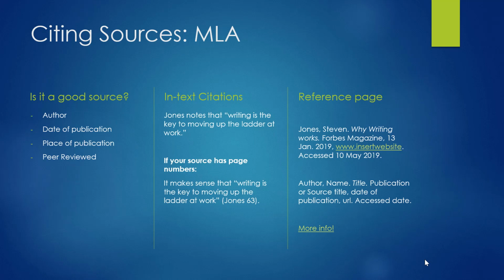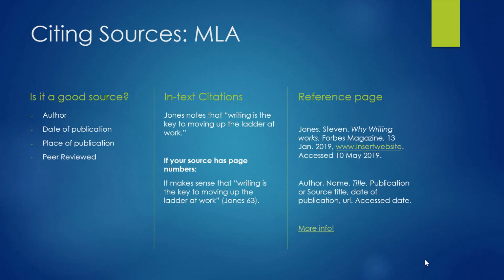Peer reviewed items have usually undergone a rigorous review by two or more respected people in the field. So anytime you see an article that states that it's peer reviewed, you can pretty much just move forward with it and know that it's credible. So now on to the nuts and bolts.